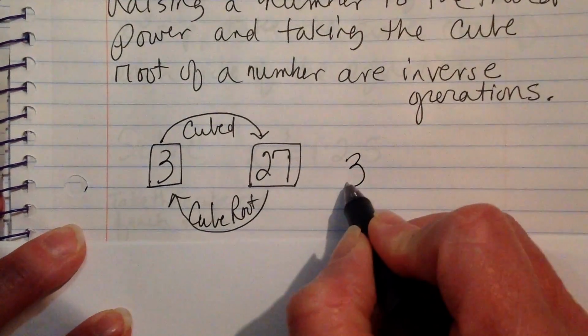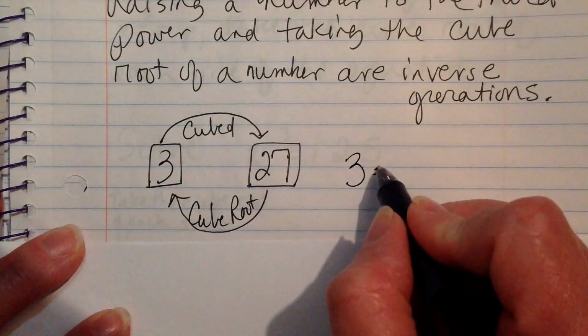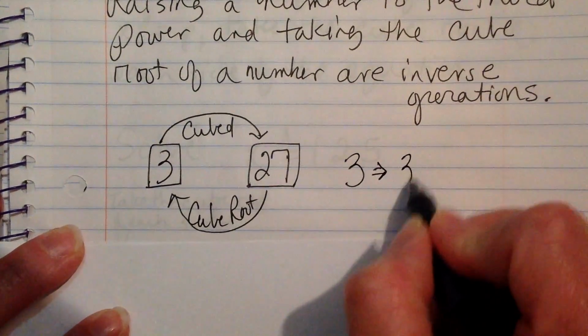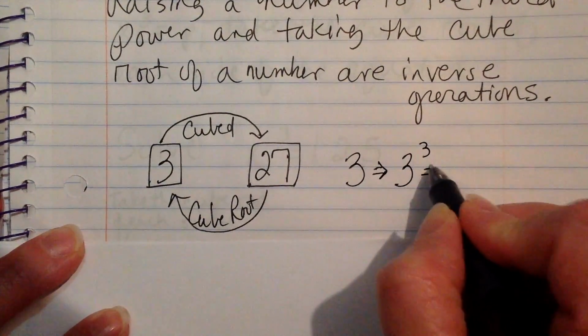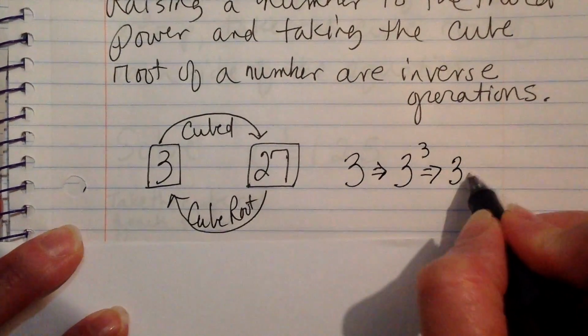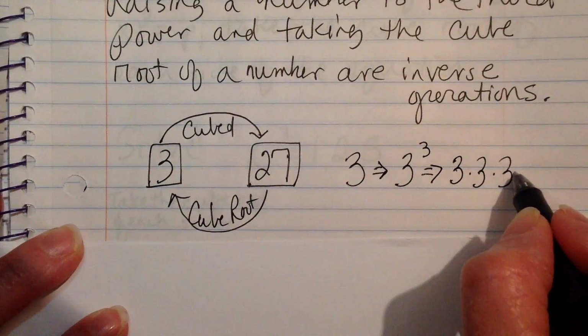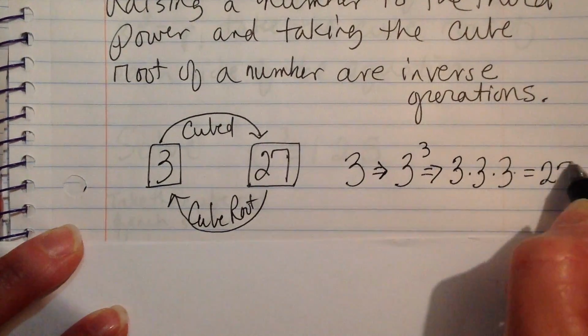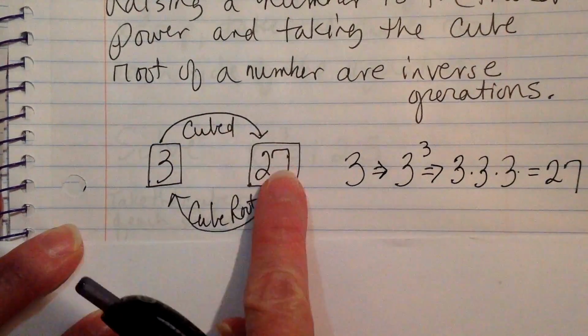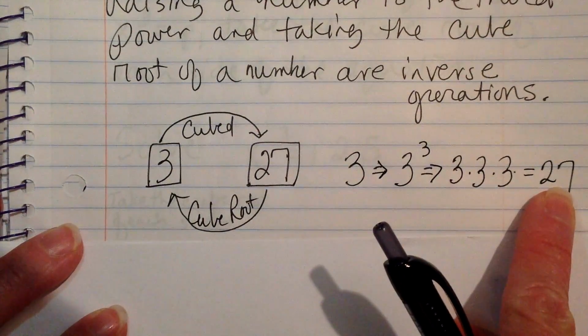If I take 3 and then I cube it, 3 to the third power. Well, 3 to the third power means 3 times 3 times 3. Well, 3 times 3 is 9. 9 times 3 gives me 27. So if I take 3 and cube it, I get 27.